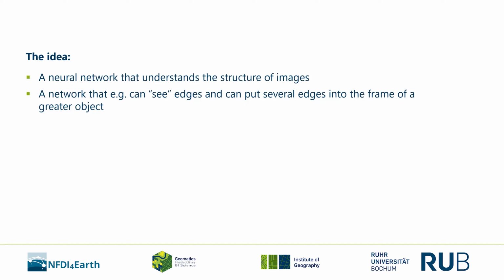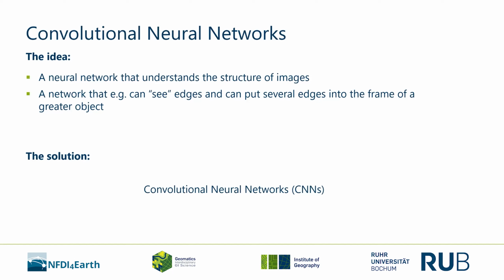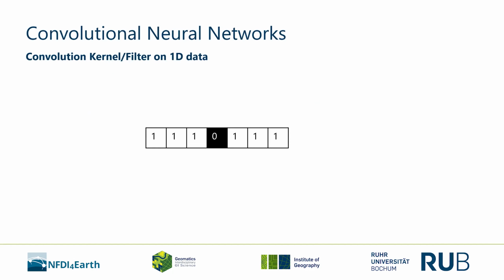Meaning a network that starts to somehow identify edges of objects and puts those edges together to understand what it is looking at. And this is what convolutional neural networks are doing. But before we deal with CNNs on images, we should understand what convolutions are.